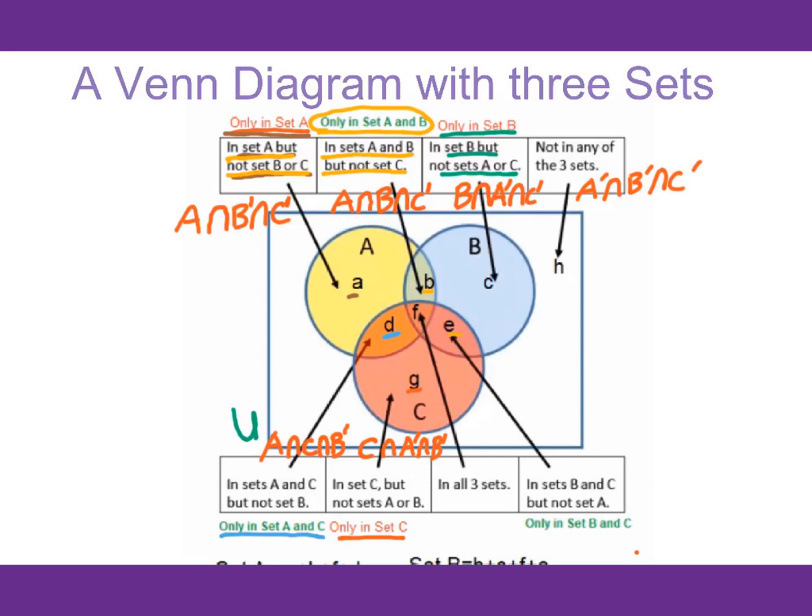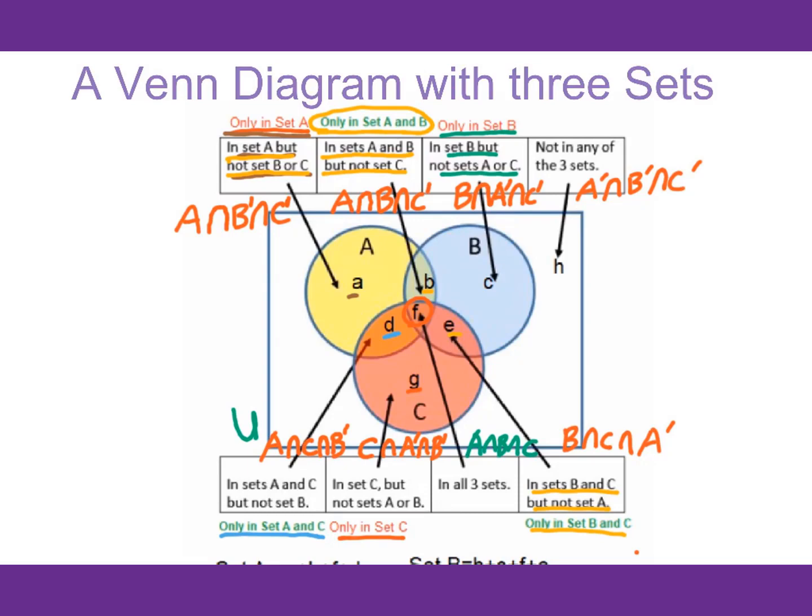For this, E means in set B and C but not in set A, or you could say only in set B and C. We can use B intersect C intersect not A to show this section. For this, F means in all 3 sets. Therefore, we can use A intersect B intersect C.